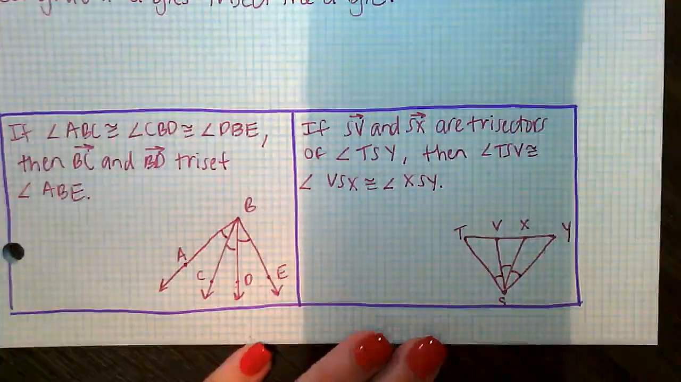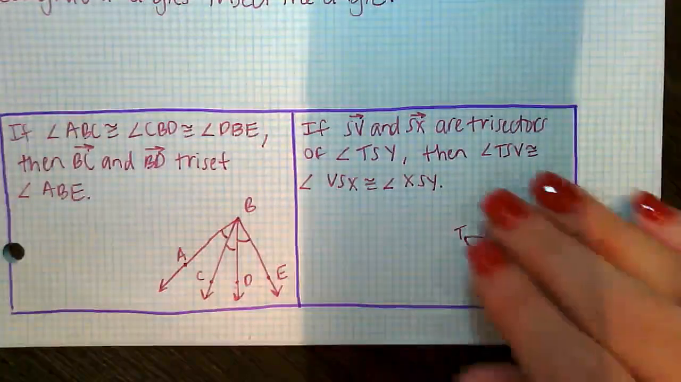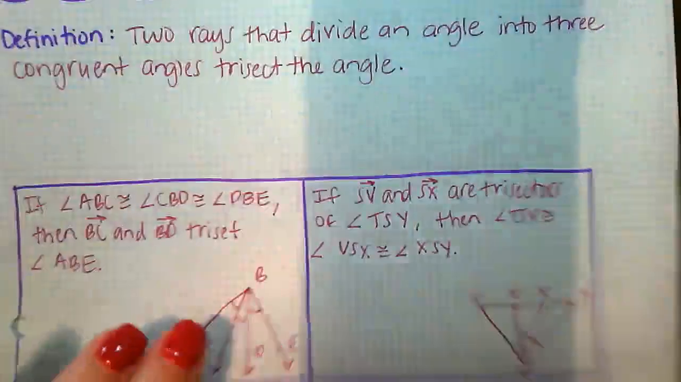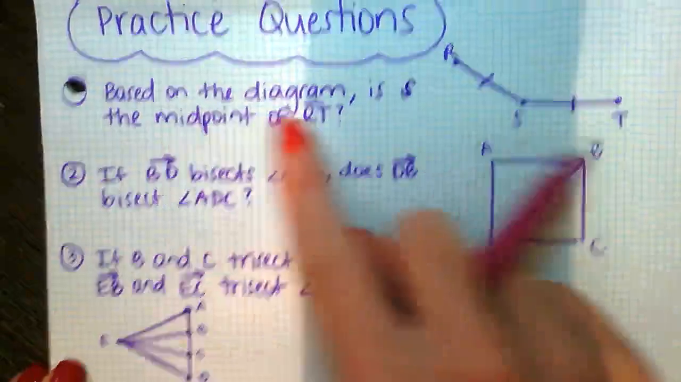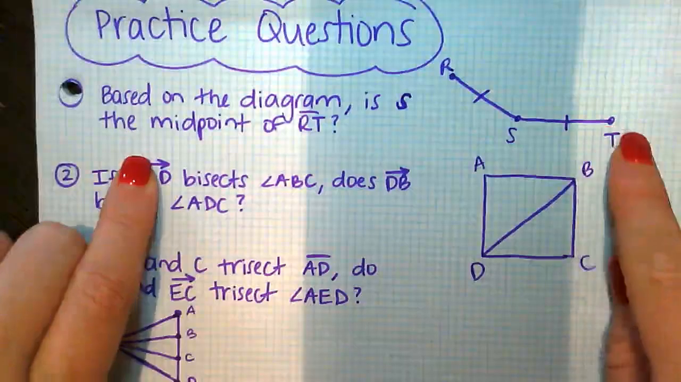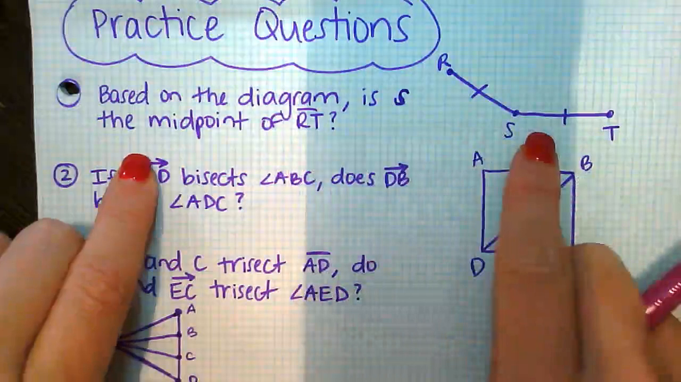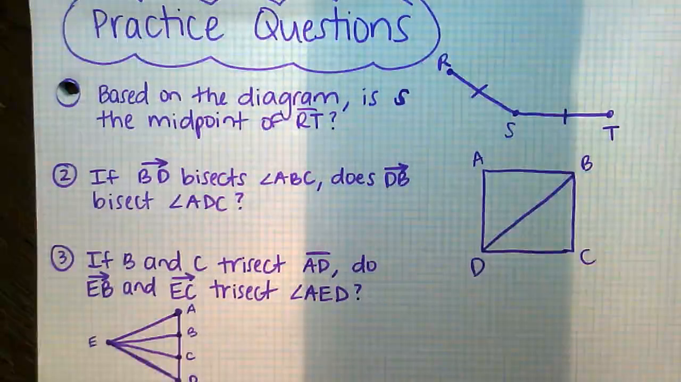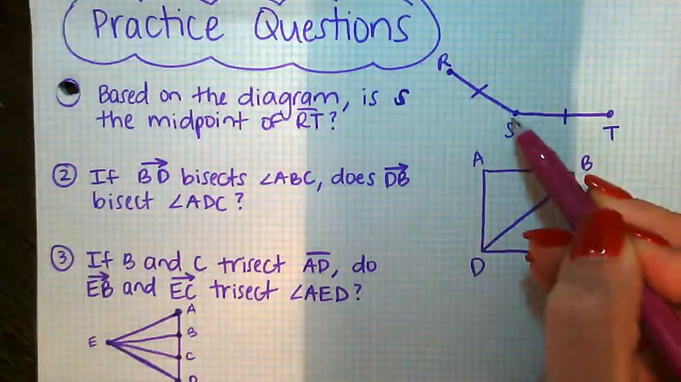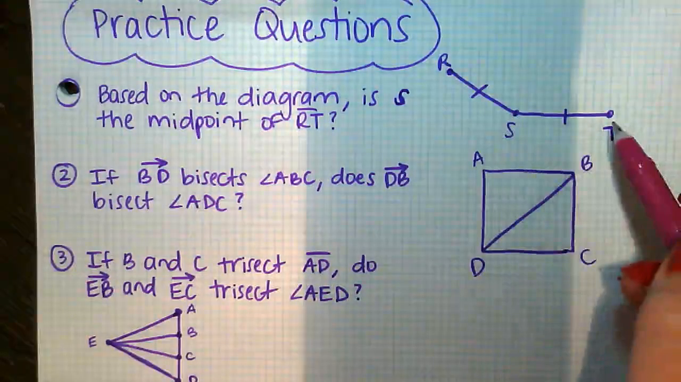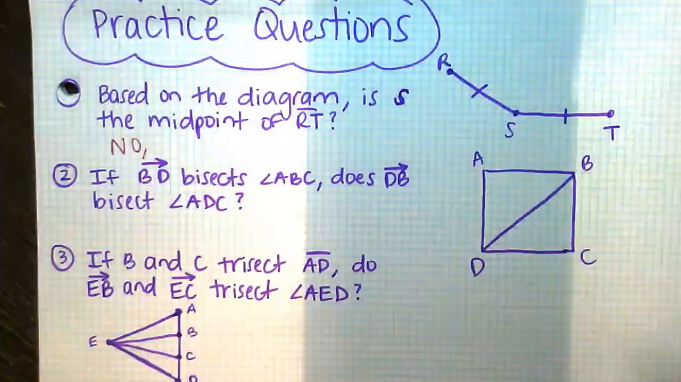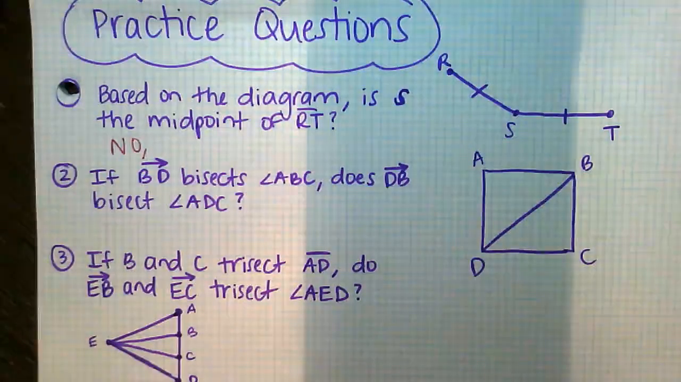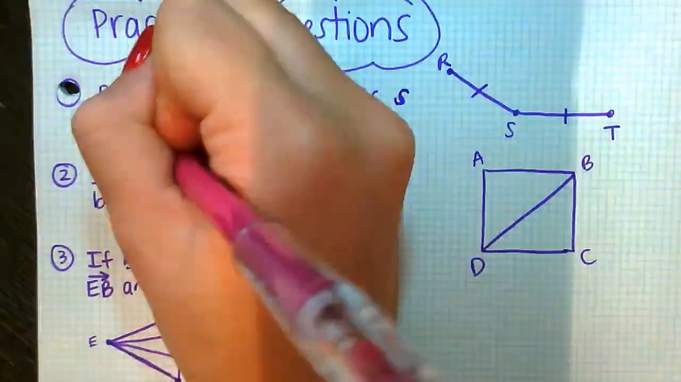So now let's go to some practice problems that work with all of this vocabulary that we just introduced, and let's see how we do. Practice question number 1. Based on the diagram, is S considered the midpoint of RT? I know that this segment is congruent to this segment, but I have an issue with this. I'm going to say no, this can't be the midpoint because the points are not collinear, which is needed to have a midpoint.